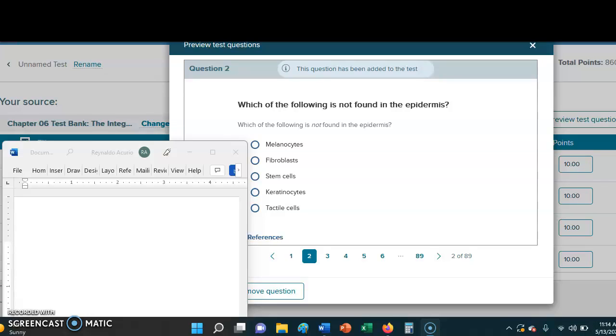Okay, question number 1. Which one of the following is not found in the epidermis? So in the epidermis, we have melanocytes, fibroblasts. Fibroblasts is part of the connective tissue. Stem cells, keratinocytes. Okay, let's take a look at the figure.